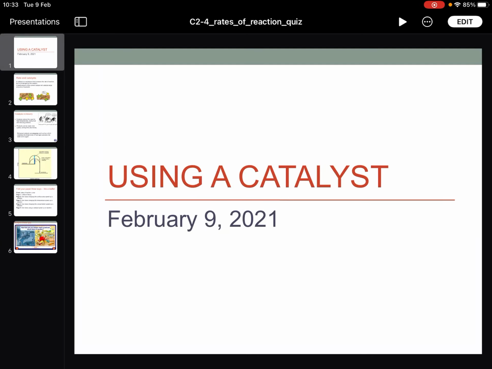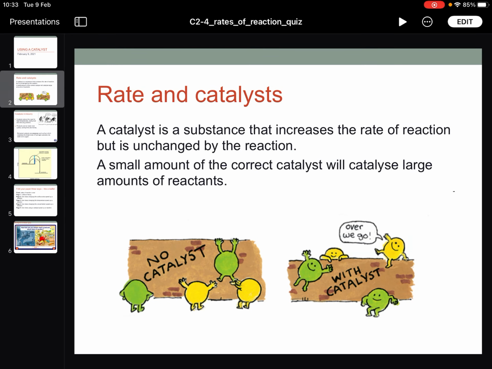So this is carrying on with C5.2. Up until this point we've done collision theory and how we can increase the rate of reactions. And so a catalyst is almost, I describe it as a cheat. It's something you can add in to your experiment in order to make it go faster. A catalyst is a substance that increases the rate of reaction, but, and the second half of the sentence is incredibly important, is unchanged by the reaction.